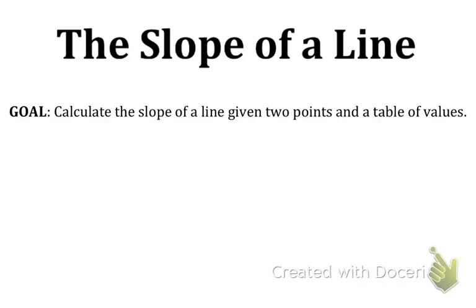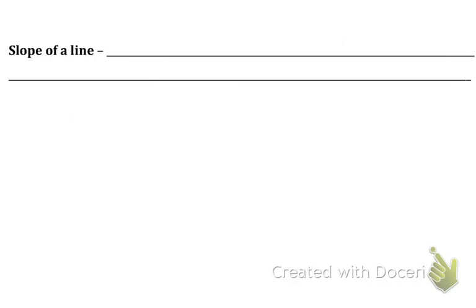Hello there. Today our goal is to calculate the slope of a line when we are given 2 points and a table of values. So let's get started. In order to calculate the slope of a line, we really have to be able to make sense of its definition. So let's go over the definition for the slope of a line.